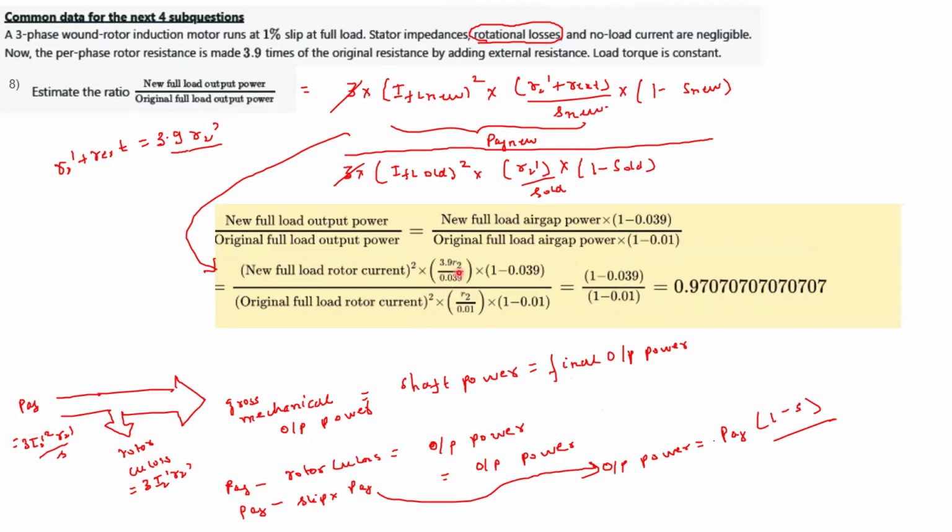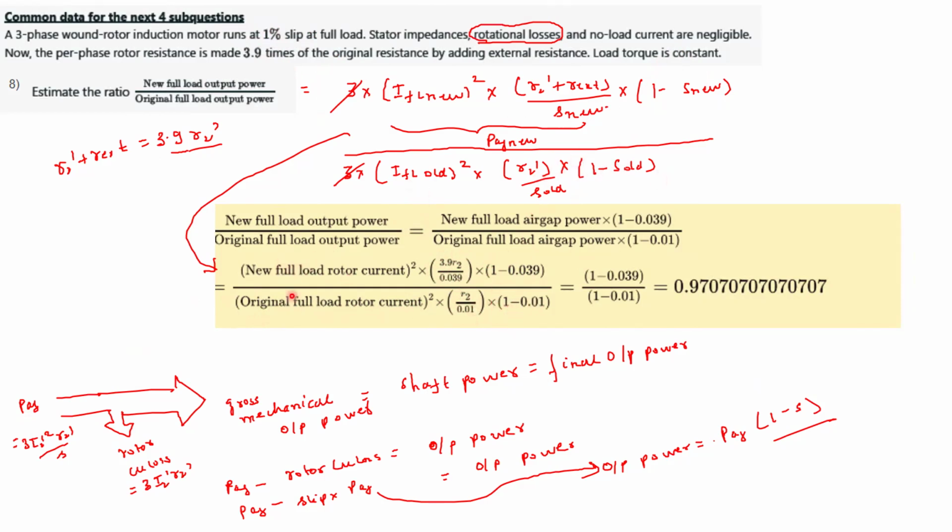So here you see, R2 dash plus R external is 3.9 R2. And what was this new slip? It was 3.9 times the old slip. Old slip was 1%, so the new slip is 3.9%. This is divided by 0.039 into 1 minus S new, where 1 minus S new is 1 minus the new slip, which is 0.039. Divided by the original full load current: I full load old square into R2 dash by S old. Old slip was 1%, so this is R2 dash by 0.01 into 1 minus S old.